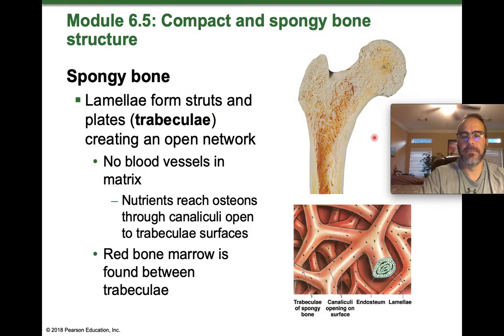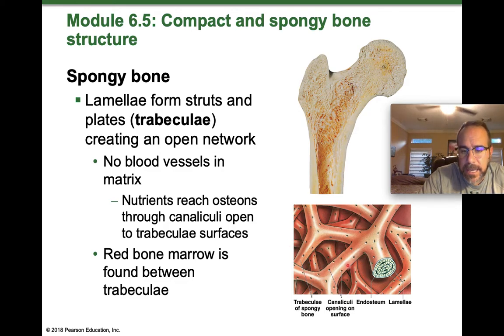All right, so spongy bone. See how I said it looks like a sponge when you take a cross-section of it? This is what is spongy bone. The lamellae form struts and plates that we call trabeculae, and they create an open network. You're not going to find blood vessels in the matrix here. The nutrients reach the osteons through the canaliculi, and they open to the trabecular surface.